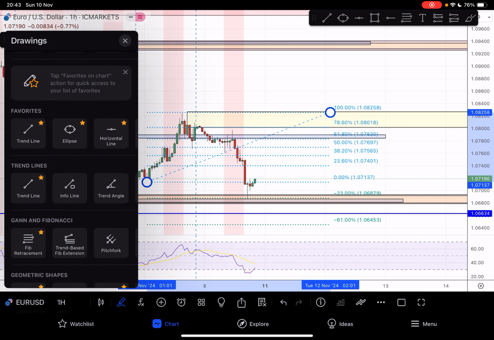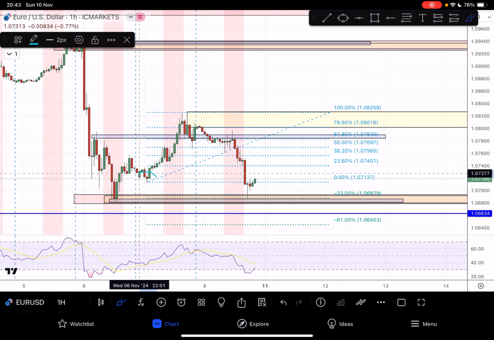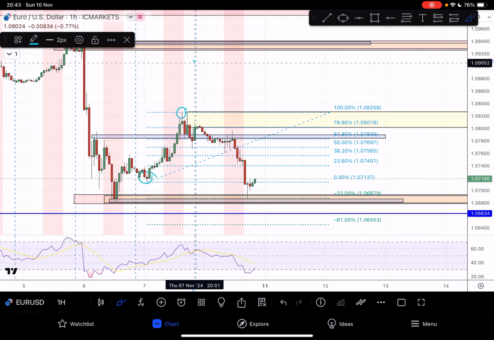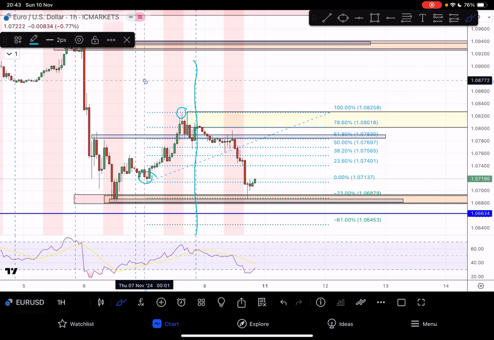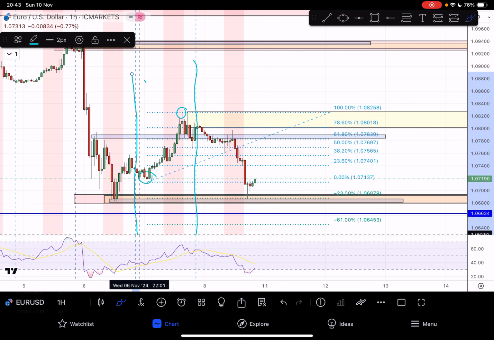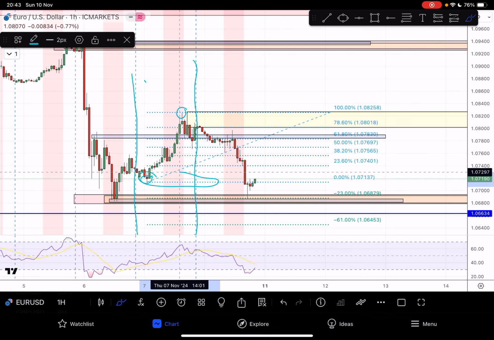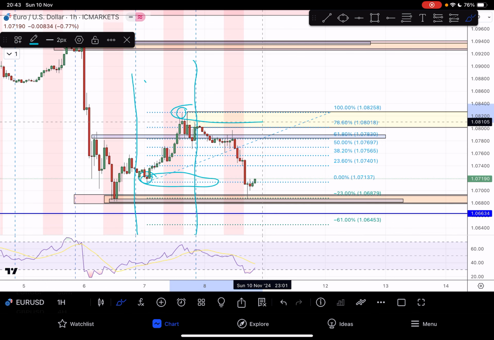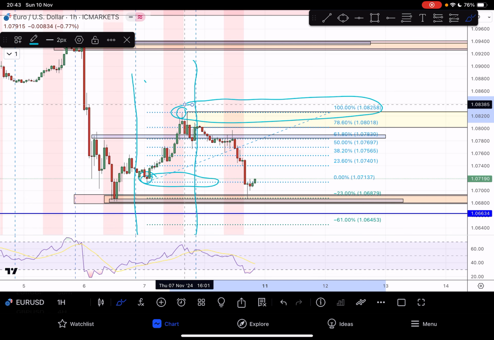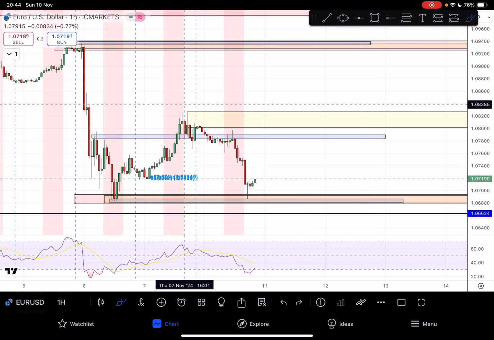I dragged it from this low to this high of the previous day's price action. This was Friday's price action. This is a low. This is your 0%. This is your 100%. Your Fibonacci should be here. I've done it wrong. Hold on, let me go back. Let me delete the fib.